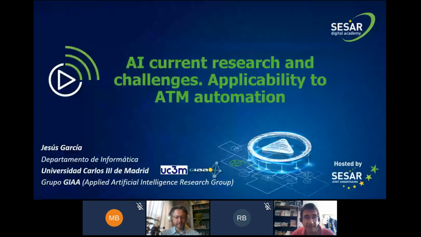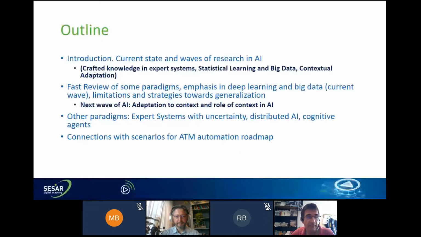So please, in the next slide. Here we have the outline. I will give a short introduction of the current state of the research and fast visit to the main paradigms: crafted knowledge, that was the origin, statistical learning and big data, which is the main trend these days, and contextual adaptation, that maybe is the future or the next challenge in research artificial intelligence. So I will visit these paradigms and give emphasis in deep learning. At the end, I will mention other paradigms, other research trends in artificial intelligence, like expert systems handling uncertainty, distributed artificial intelligence, or cognitive agents.